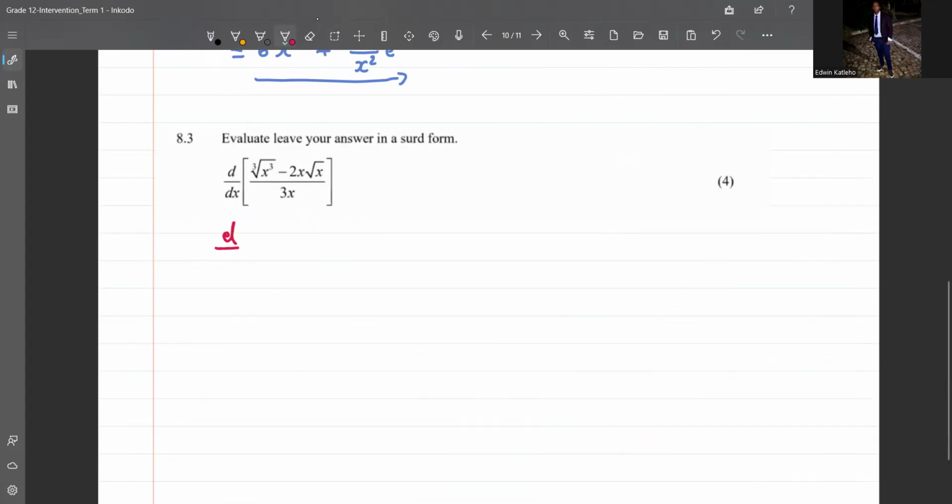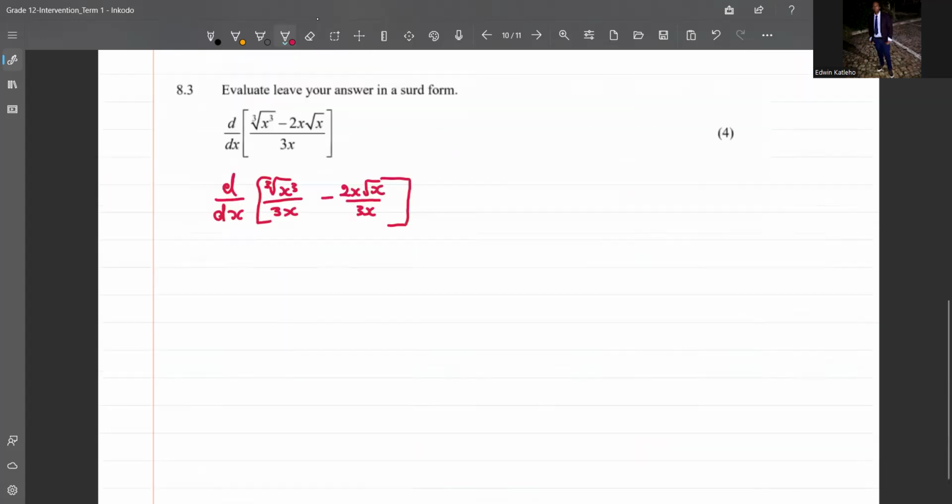So you still write the notation d by dx. Now we simplify until we get our standard notation. So what we're going to get, I'll write it as x, the cube root of x cubed, as it is written, divided by 3x, and minus 2x root x divided by 3x. I've got my two terms.